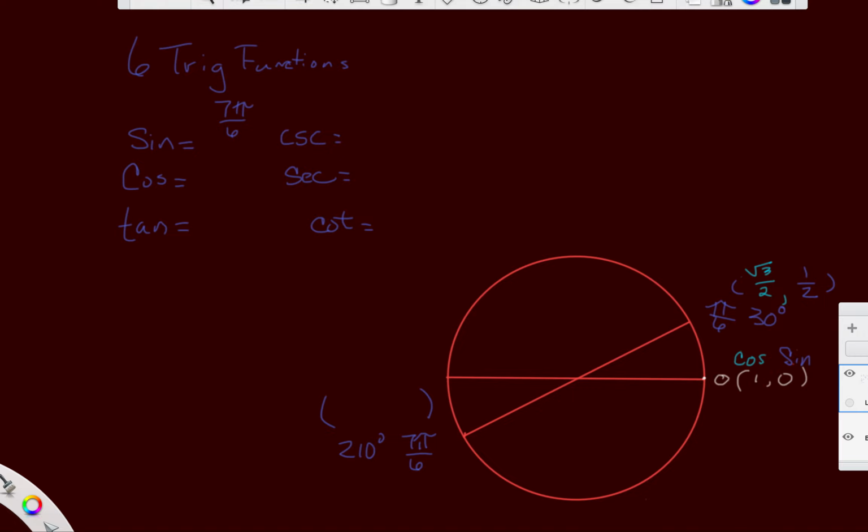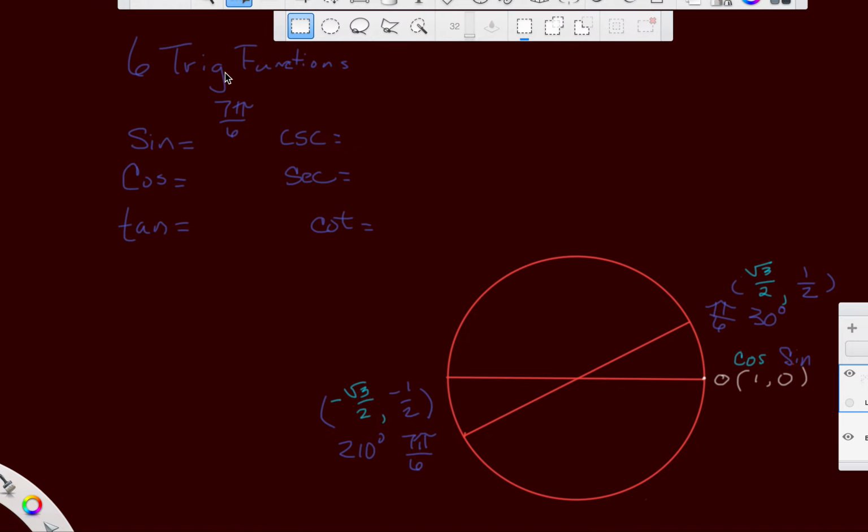So instead of just root 3 over 2, it's negative root 3 over 2. And then it would be negative 1/2, right? Because both the sine and cosine functions down here are negative because we've gone backwards root 3 over 2 and down 1/2. Right, so let's go ahead and write this, and this is probably going to be in my way, so I'm going to get rid of it.